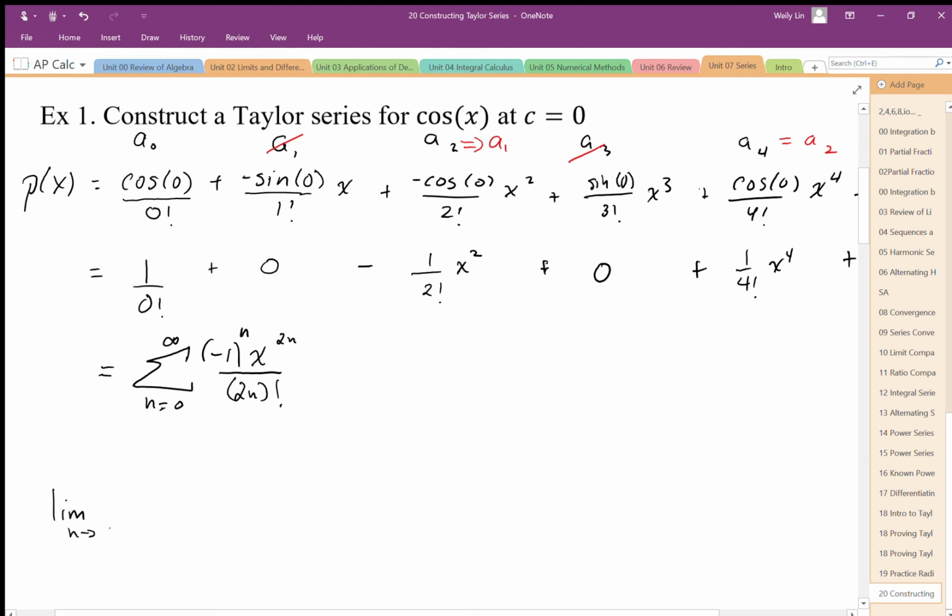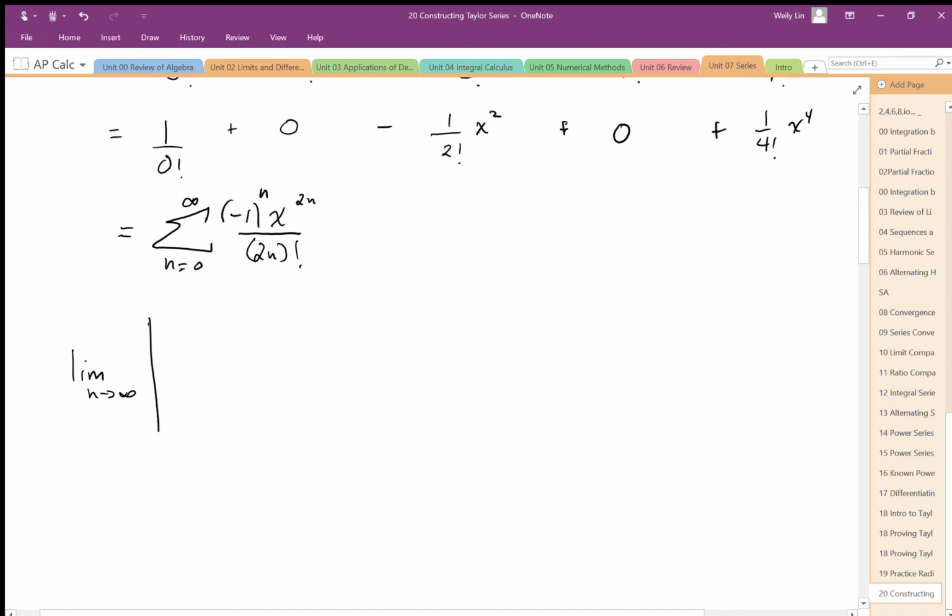So limit as n goes to infinity. I'm going to set my ratio. Negative 1 to the n plus 1, times x to the 2n plus 2 when I substitute n plus 1 in there, over 2n plus 2 factorial. And the denominator is going to be negative 1 to the n, x to the 2n, and 2n factorial. And I want that ratio to be less than 1 for this to converge.